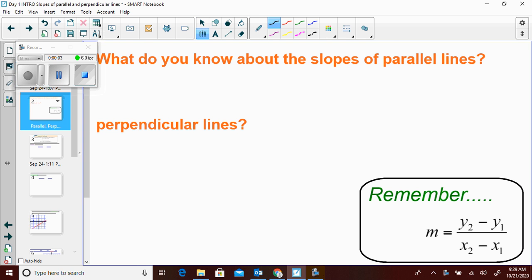All right, we're going to start parallel and perpendicular lines. Some of this stuff may be a review for you. If not, we'll go through it and you'll know it. If it is, good for you.